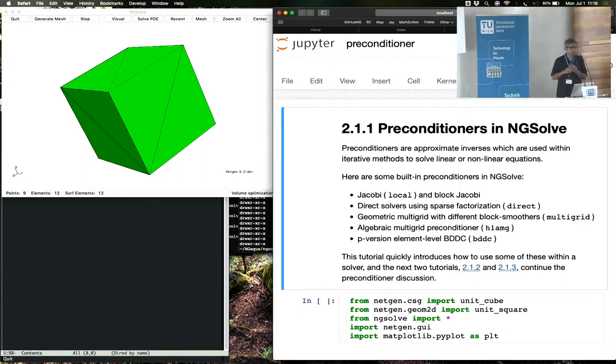So this introduces you to smoothers, or local preconditioners. They could include Jacobi, Gauss-Seidel, and block versions of them. It introduces you to other preconditioners that are built into NGSolve, like the direct solve preconditioner, which is just using a sparse factorization to precondition, geometric multigrid, an algebraic multigrid implemented inside NGSolve in the core code, and a BDDC preconditioner. BDDC stands for balancing domain decomposition with constraints. We'll see more about this BDDC preconditioner in the next two sections.